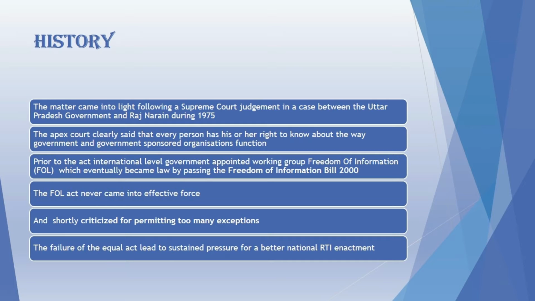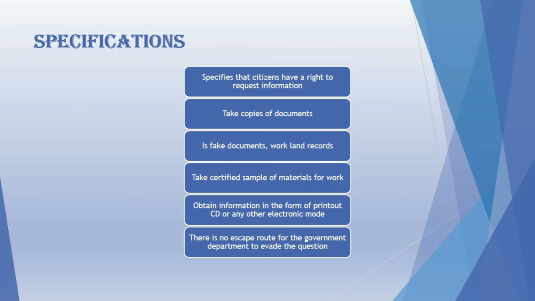Now in the next slide we will be talking about the specifications. So the specifications of RTI. It specifies that citizens have a right to request information, take copies of documents, verify documents, inspect work and land records, take certified samples of material for work, and obtain information in the form of printouts, CDs or any electronic mode. There is no escape route for the government's departments to evade the question. To be precise, these were the specifications of RTI.